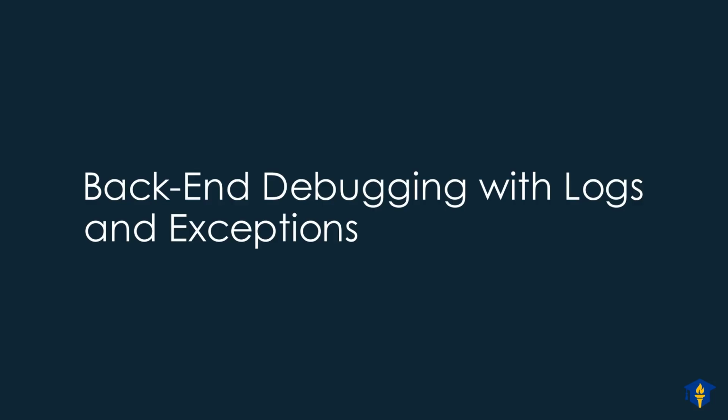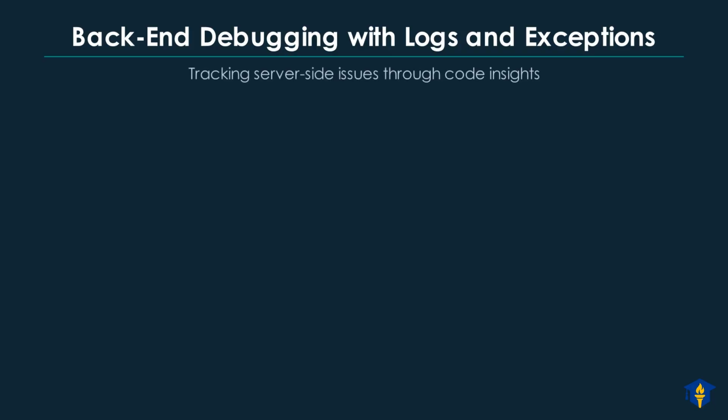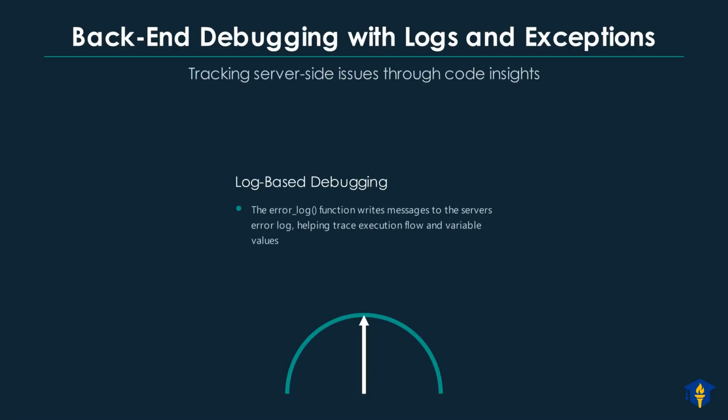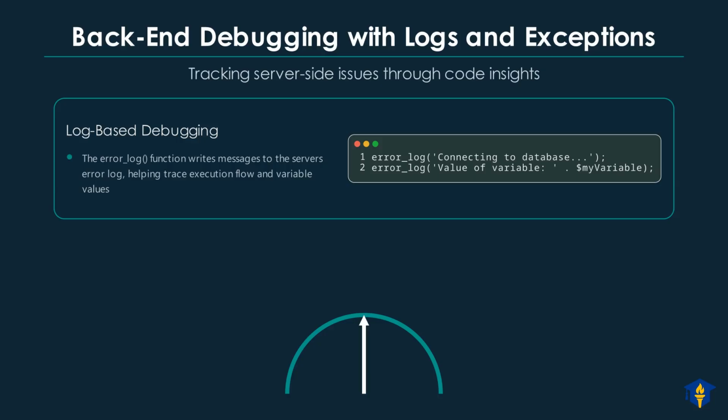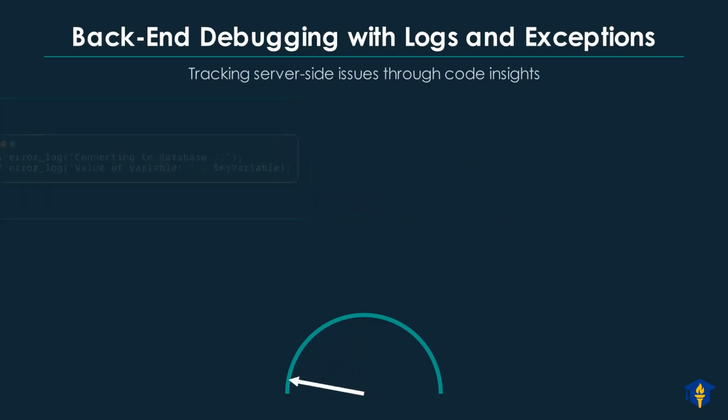Let us now shift our focus to back-end debugging with logs and exceptions for server-side issues. We will explore how to track server-side issues by gaining valuable insights from your code through these methods. One effective approach is log-based debugging, which involves writing messages to server logs. The error_log function writes messages to the server's error log, helping trace execution flow and variable values. This code demonstrates using error_log to track database connection status and the value of a variable.